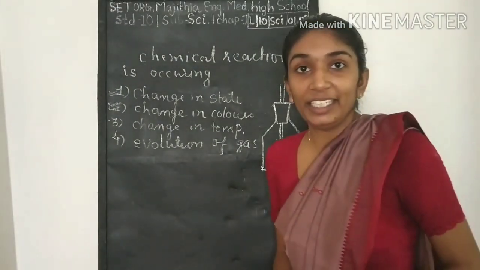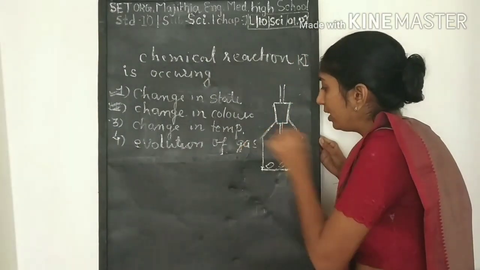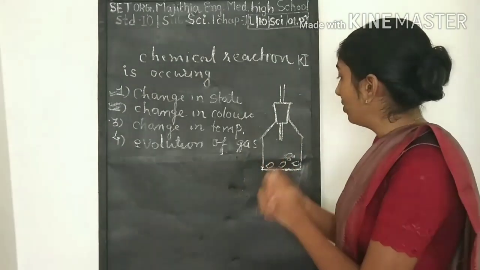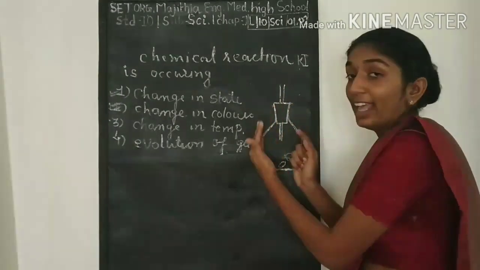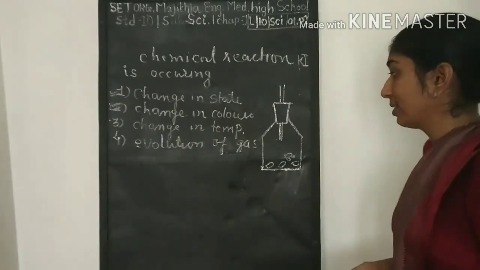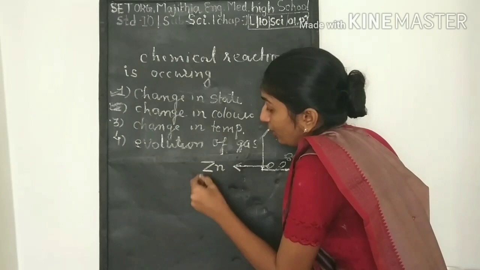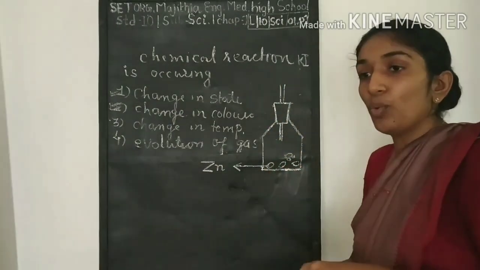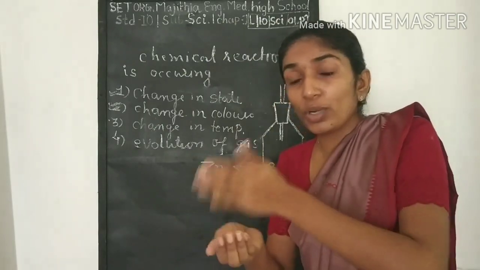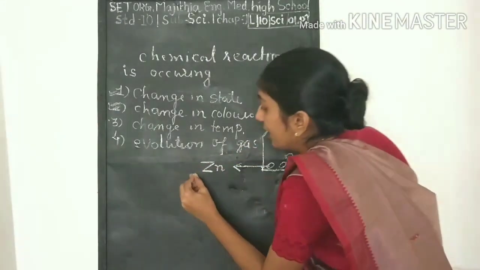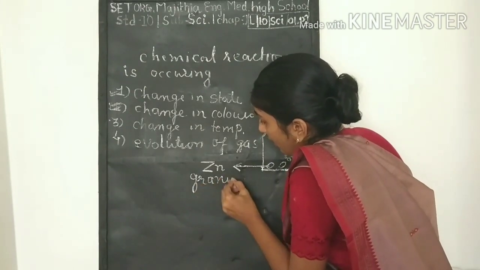Activity number 3. In this activity, we are supposed to take a conical flask. Conical is a word because it has a cone shape on the top. So this flask is called a conical flask. We are supposed to add zinc granules. You are not supposed to add a big piece of zinc metal. You are supposed to cut that into small granules. Grain size, that is granules.